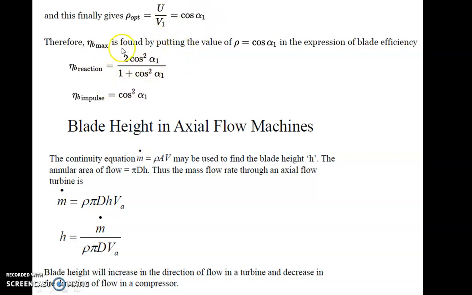And if you put this value in the maximum blade efficiency, you will get for the reaction turbine 2 cos squared alpha 1 upon 1 plus cos squared alpha 1. For the impulse turbine, the same maximum blade efficiency was cos squared alpha 1. So these are the two efficiencies that you have to remember.